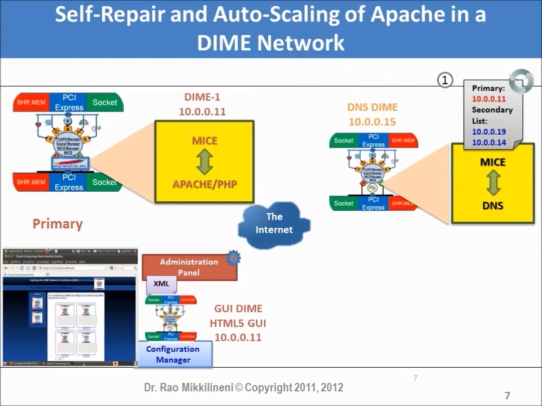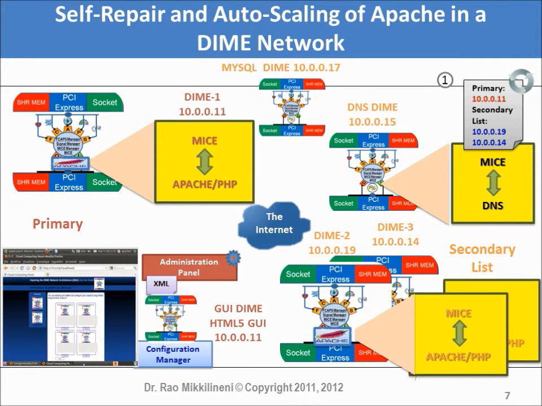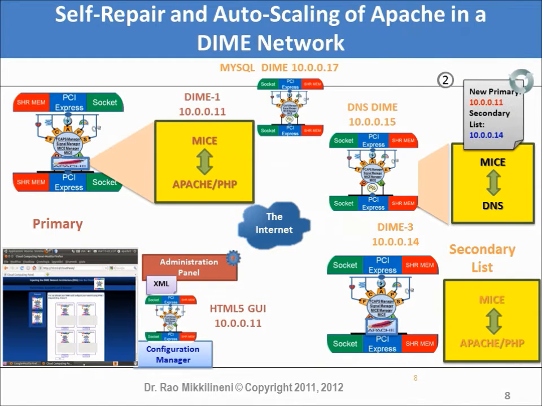The DNS provides the primary and the secondary list of the Apaches encapsulated in different DIMEs with different addresses. When the primary DIME fails, the secondary is replaced, and also automatically the DNS is updated to show the new configuration. The performance information is monitored from the Apache web server and is used to scale additional Apache servers and update the appropriate DNS entries so that the load balancing is accomplished as you scale up or down.